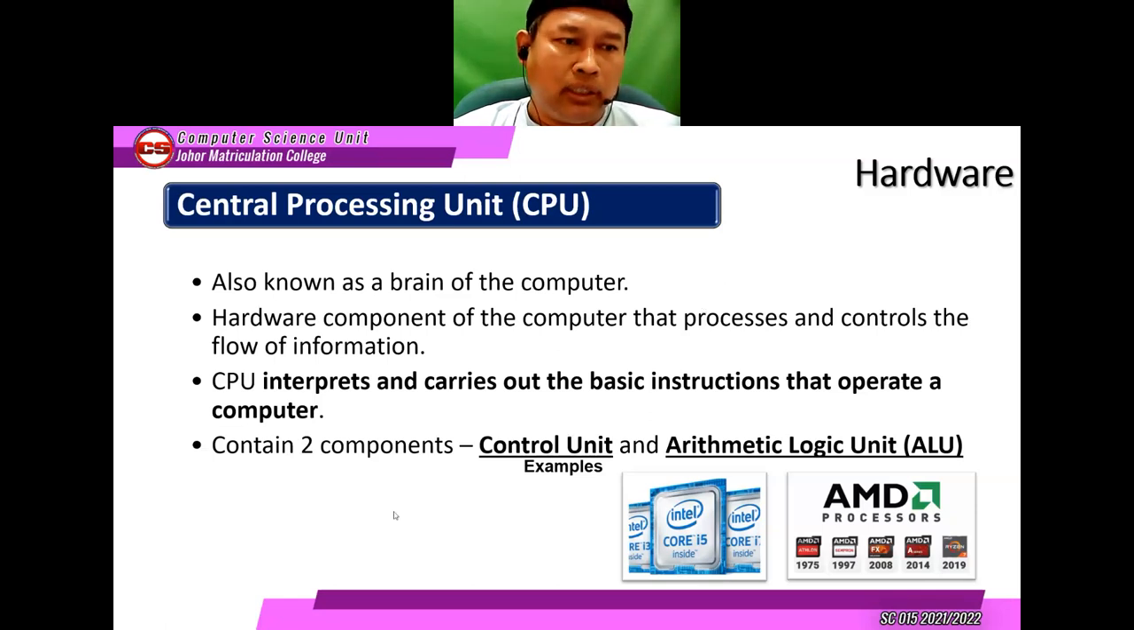Dan di dalam komputer CPU ada dua komponen. Two components of CPU: control unit and arithmetic logic unit. What is control unit? Control unit means control the whole of the computer components. For example, kita ada otak kanan dan otak kiri. Dalam central processing unit pun ada dua komponen, iaitu otak kanan dan otak kiri. Otak kanan dipanggil control unit, otak kiri dipanggil arithmetic logic unit.